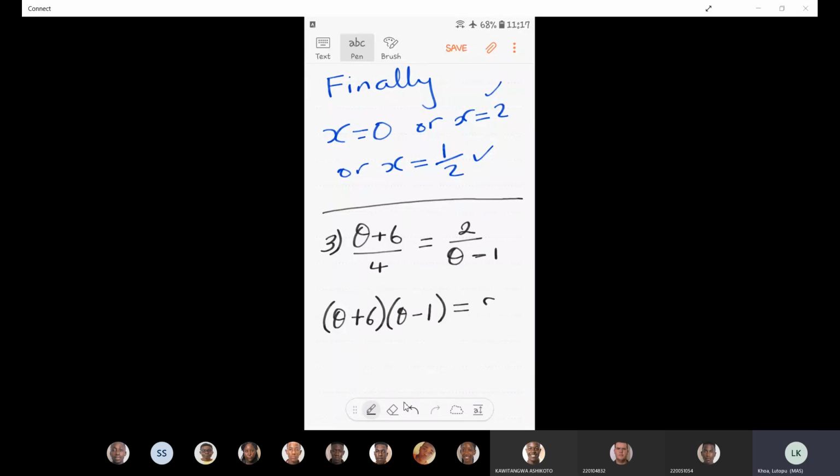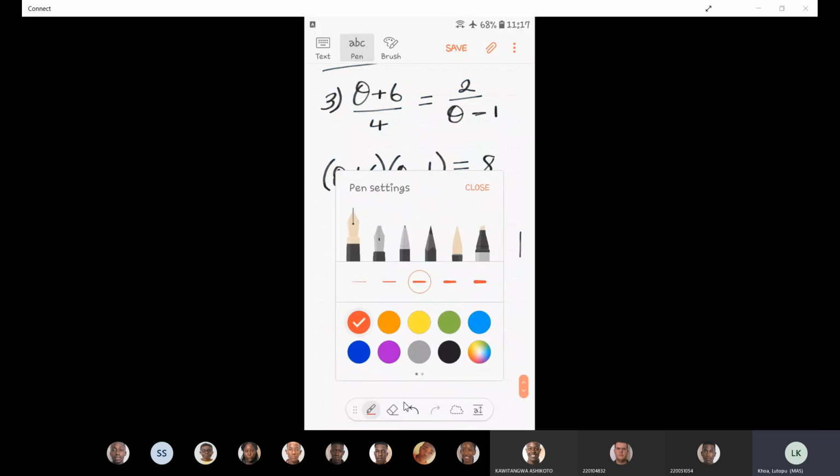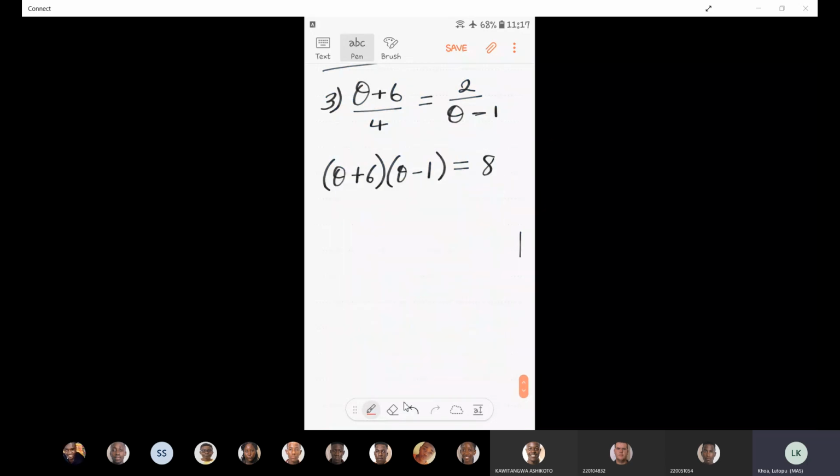This is equal to 8. Okay, then we multiply out the brackets. So from here, I'm not going to do this. So please don't let me see this in the test. I'm not going to say theta plus 6 is equal to 8 or theta minus 1 is equal to 8.